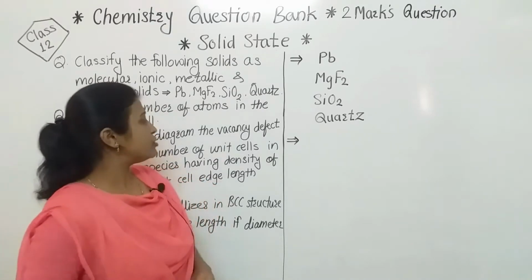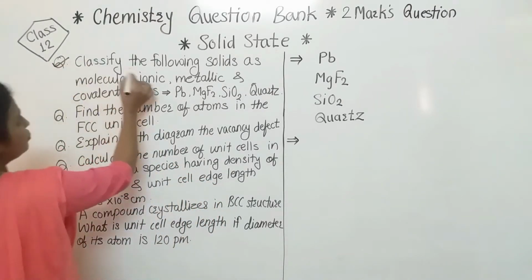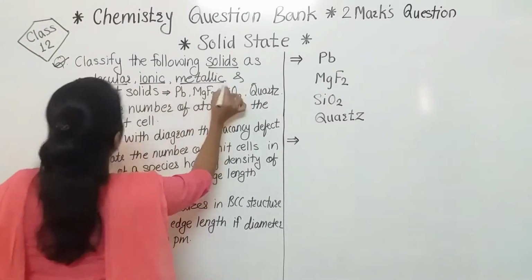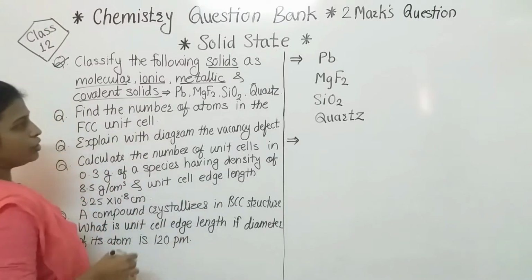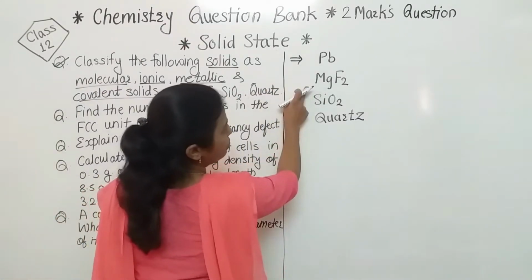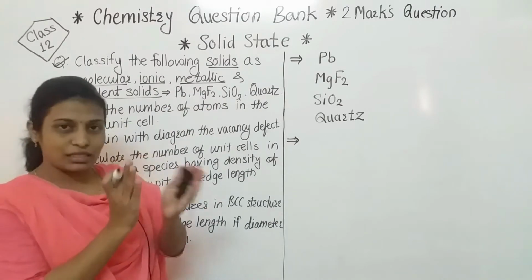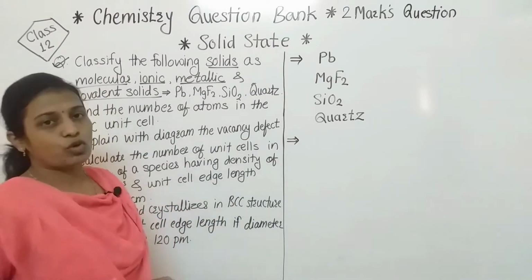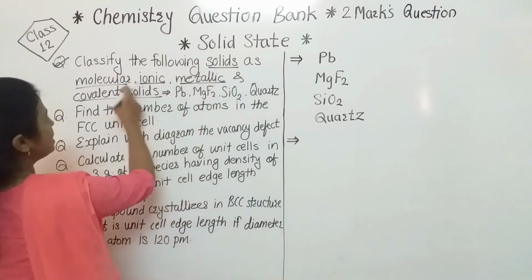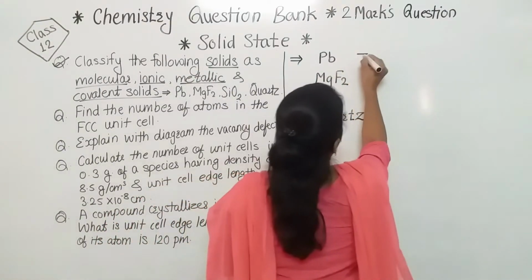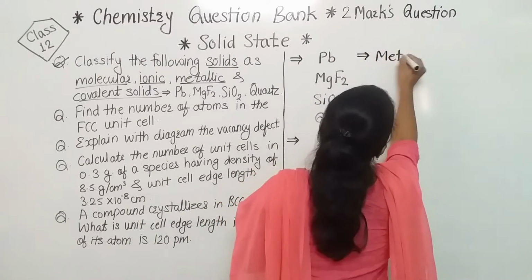So in that, first question is, classify the following solids as molecular, ionic, metallic and covalent solids. So here they have given Pb, MgF2, SiO2, quartz. So we have to classify them into these types of the solids, and all these are the types of the crystalline solid. Now see, Pb, it is the metallic solid.